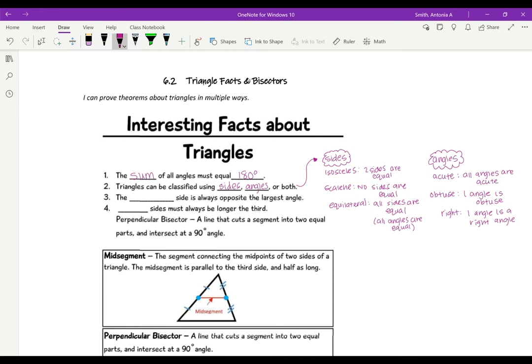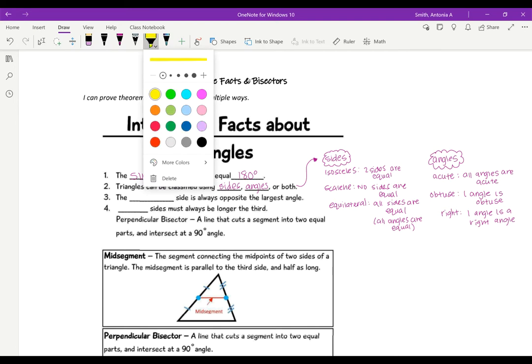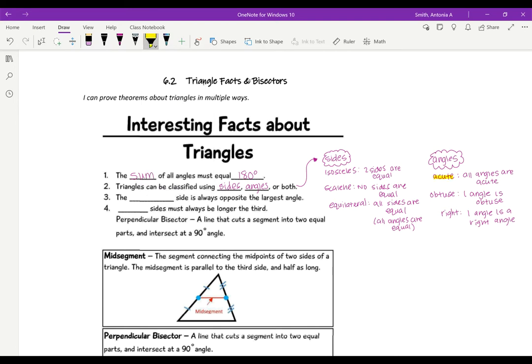Okay, so the names, let's highlight them. You can have an acute triangle, an obtuse triangle, or a right triangle, an isosceles triangle, a scalene triangle, and an equilateral triangle. Or you can have a combination. You can have an acute isosceles triangle, right? Or an obtuse scalene triangle. You can combine them as well. So that's interesting fact number 2.